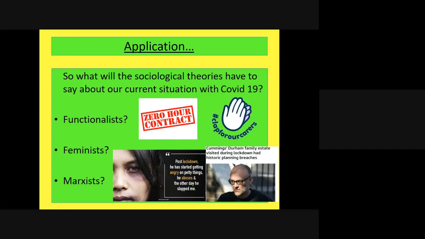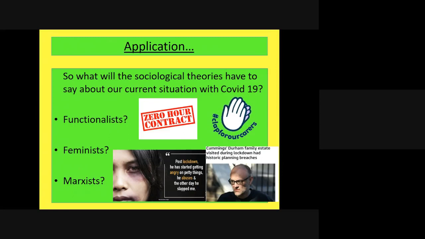Okay, so functionalists would see, obviously, that the nature of having COVID-19, this coronavirus, is not a positive thing. However, they would say that there are positive outcomes of the coronavirus, in the sense that we're seeing people working together. We're seeing more unity. We're seeing more collectivism in society. So our clap for carers, for example, that's showing appreciation for others, bringing society out, bringing them together.